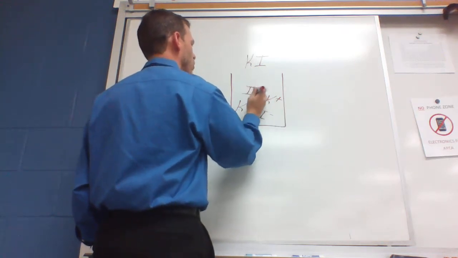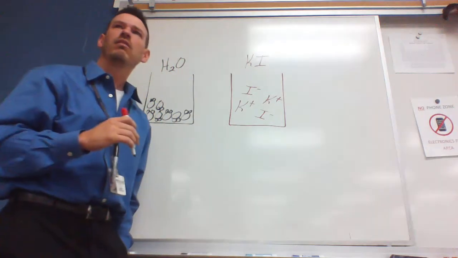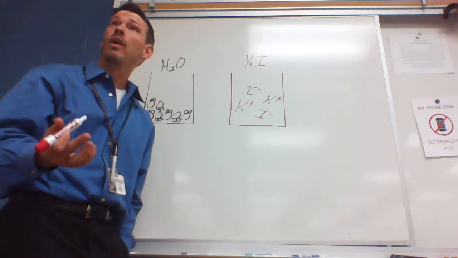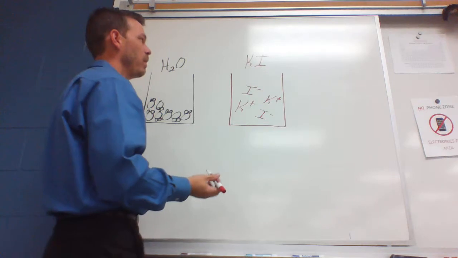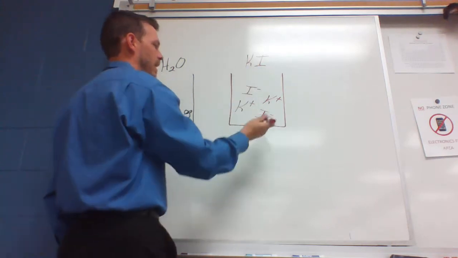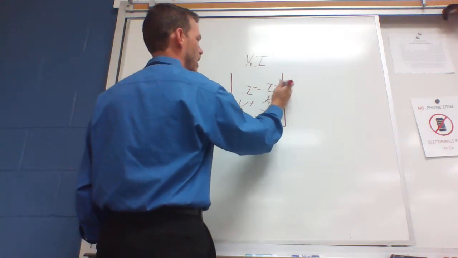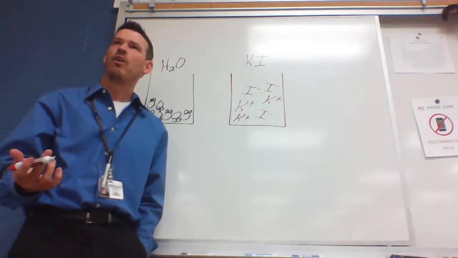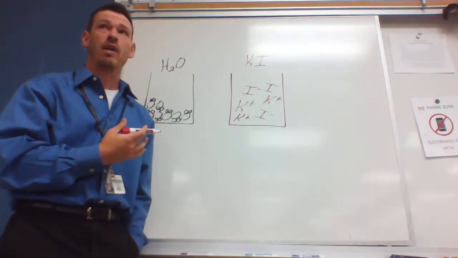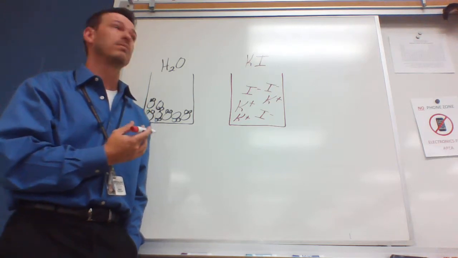What's the ratio of ions here? 1 to 1. All right, the ratio would be 1 to 1. For every 1 potassium, there's 1 iodide. So if you were actually drawing a dissociation particulate on an FRQ, make sure your ratio is right because they're checking to see that it is.